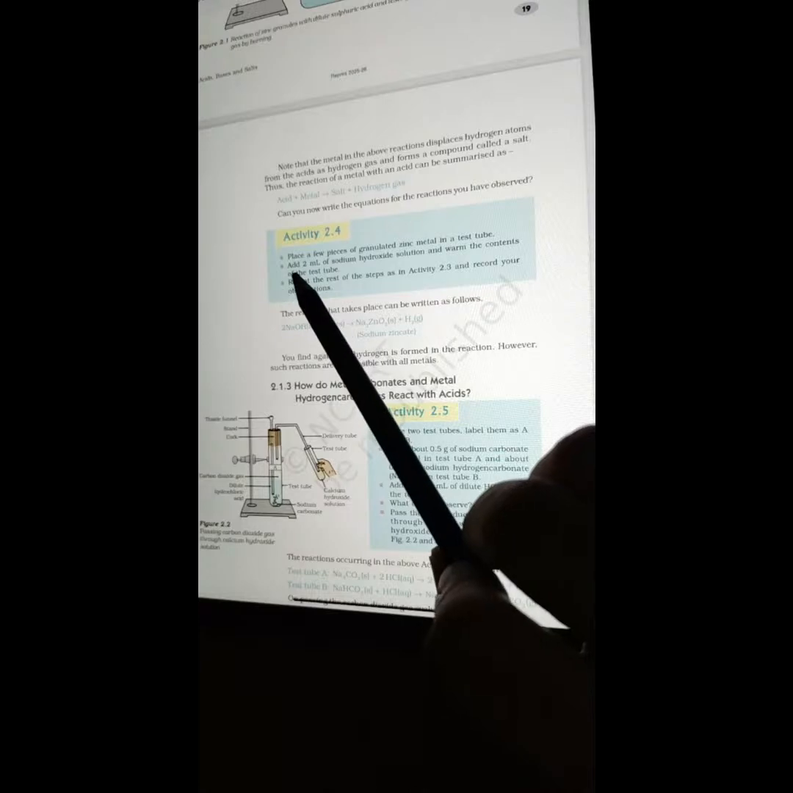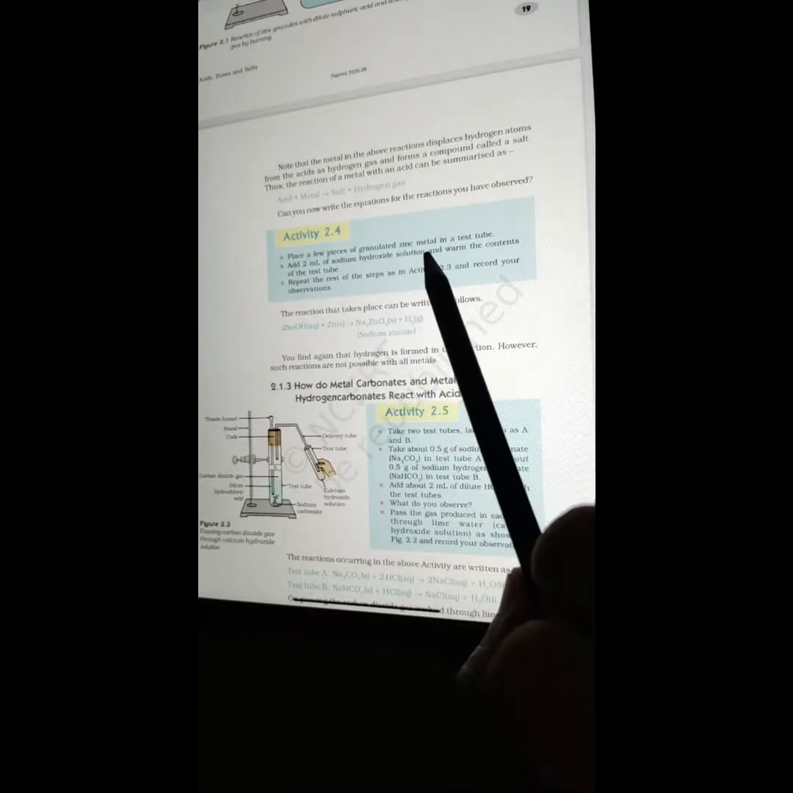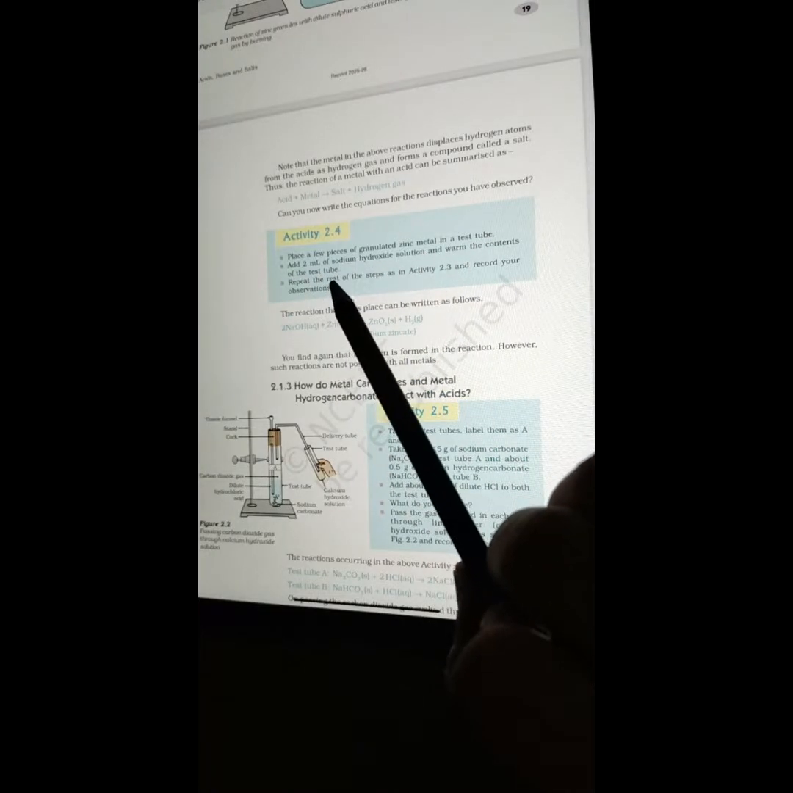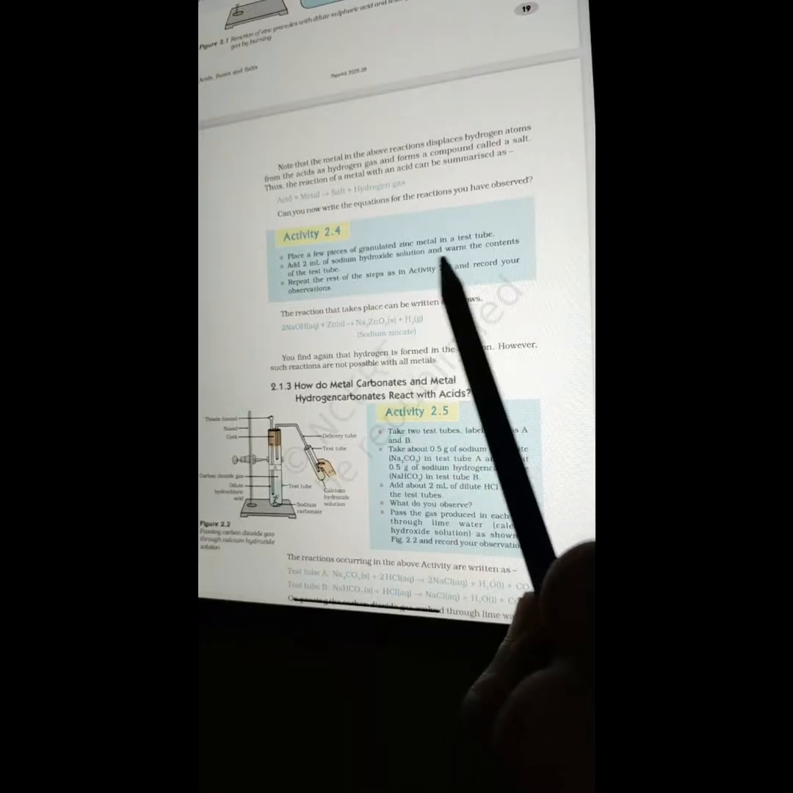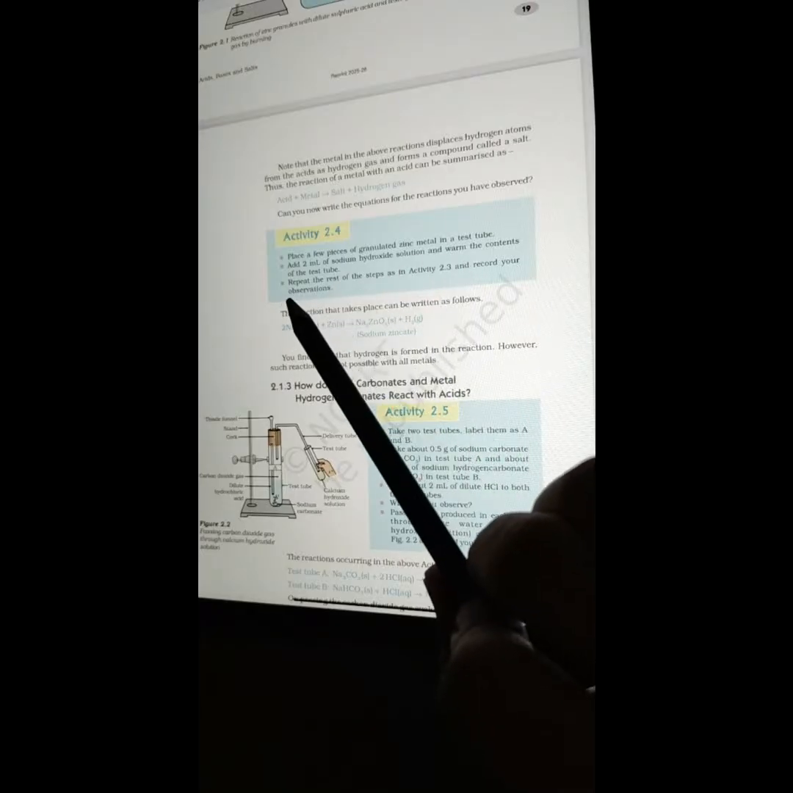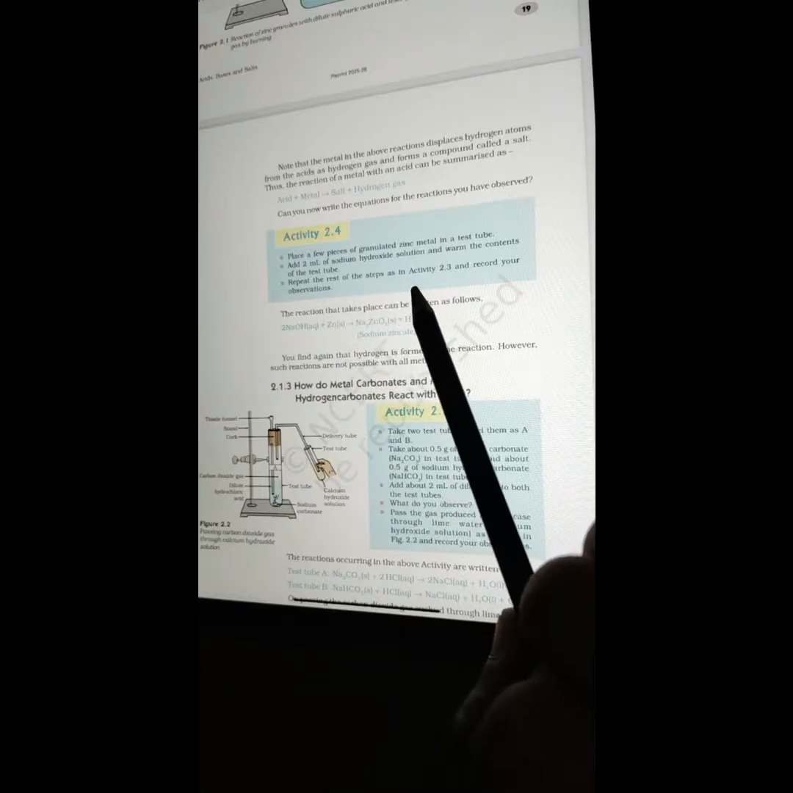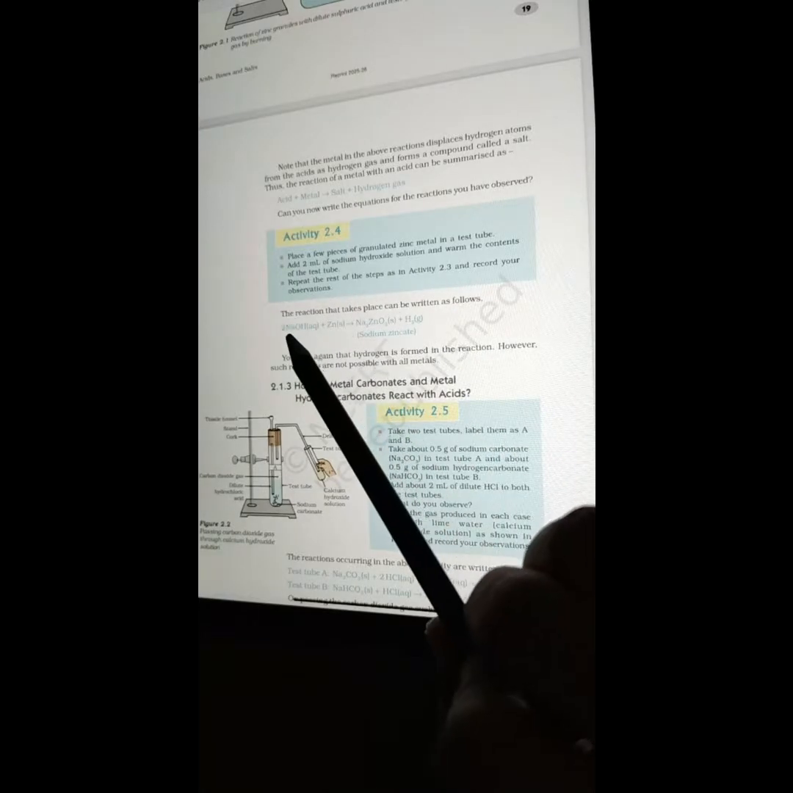Activity 2.4. Place a few pieces of granulated zinc metal in a test tube. Add 2 ml of sodium hydroxide solution and warm the contents of the test tube. Repeat the rest of the steps as in activity 2.3 and record your observations.